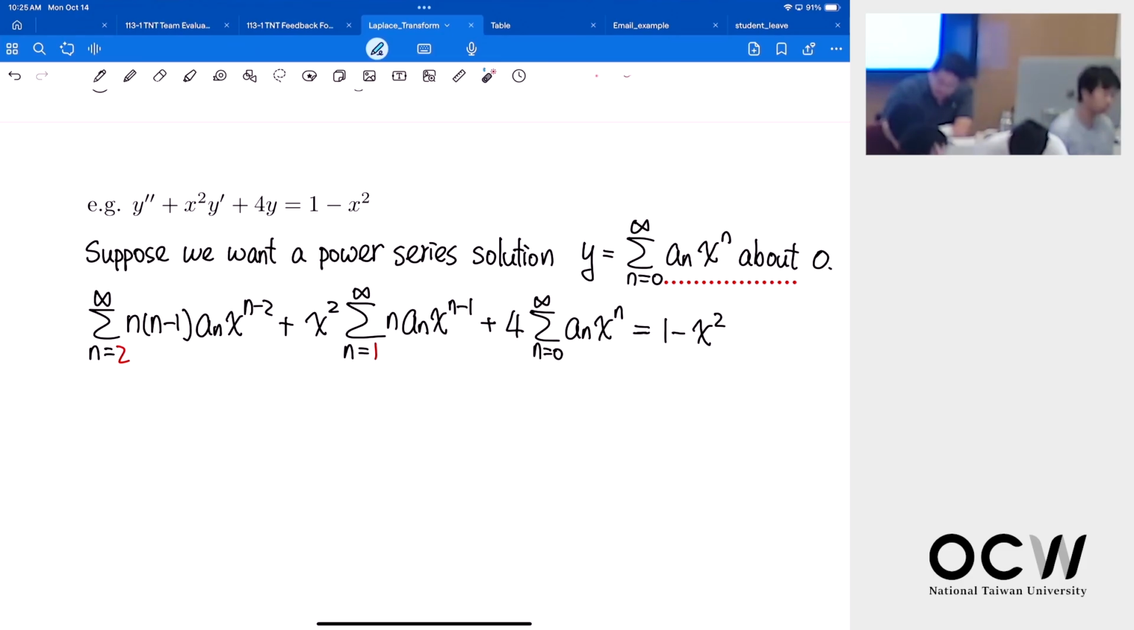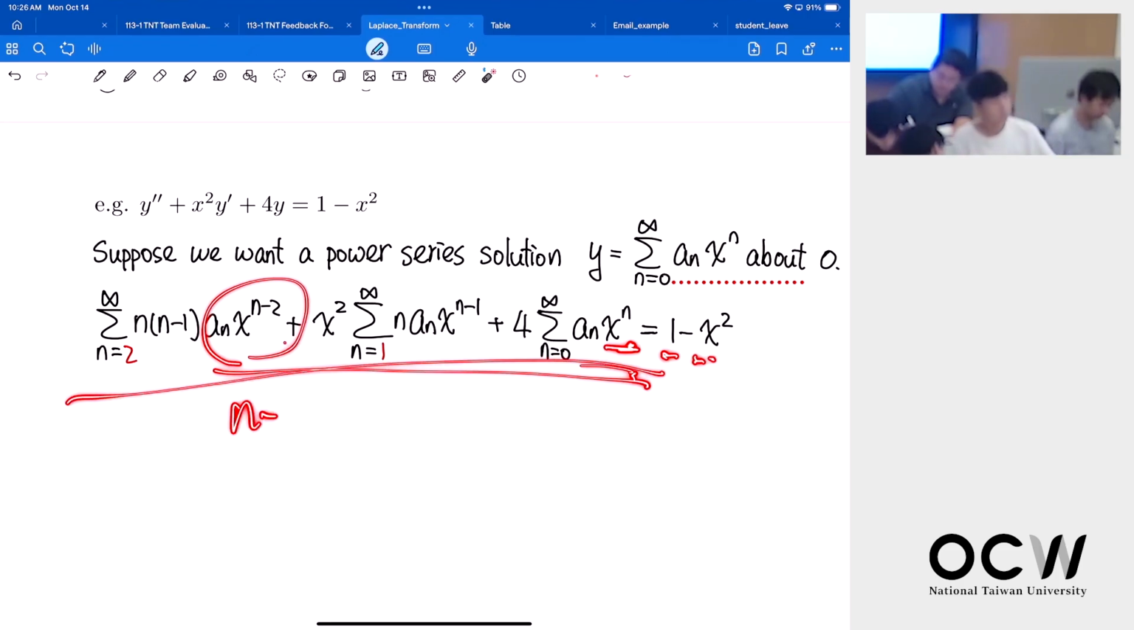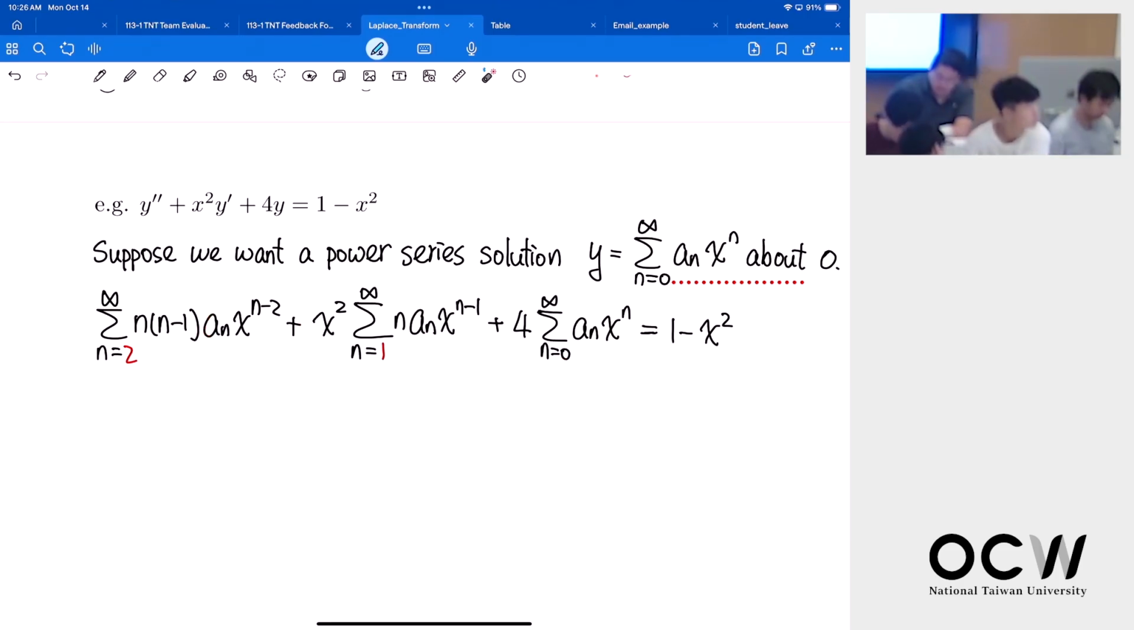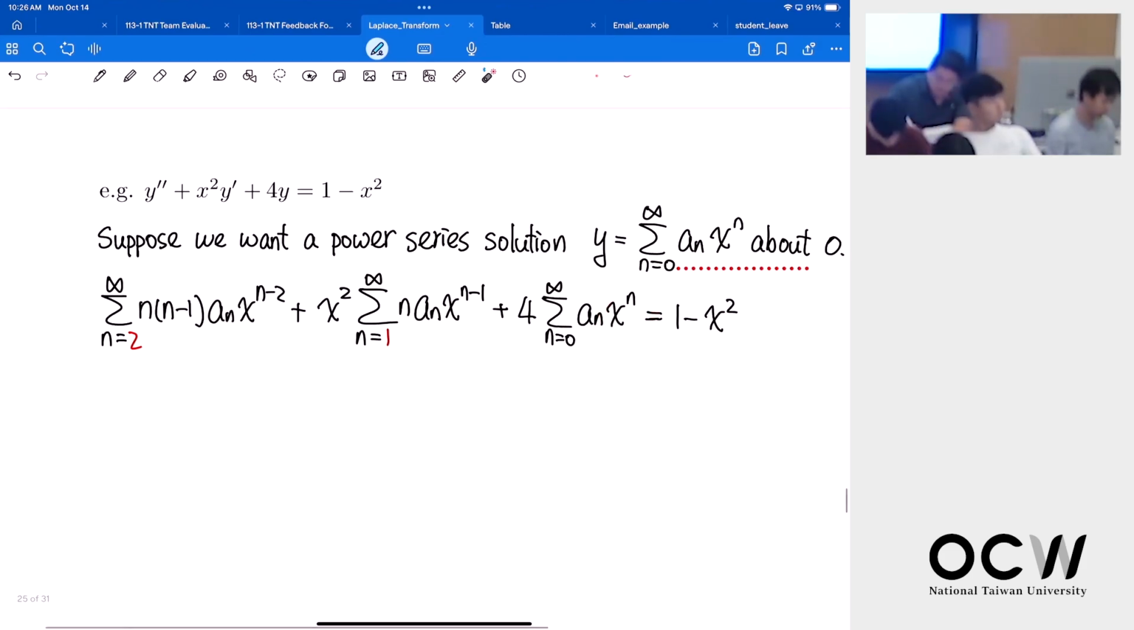Now you can see the power: I have n minus 2, n minus 1, and n. So you need to choose one. You need to make it the same power, then you can compare the coefficients. You can make all of them n minus 2, or n minus 1, or you pick this one. So this time let's pick x to the n. In that case, I can shift all the n to 0.